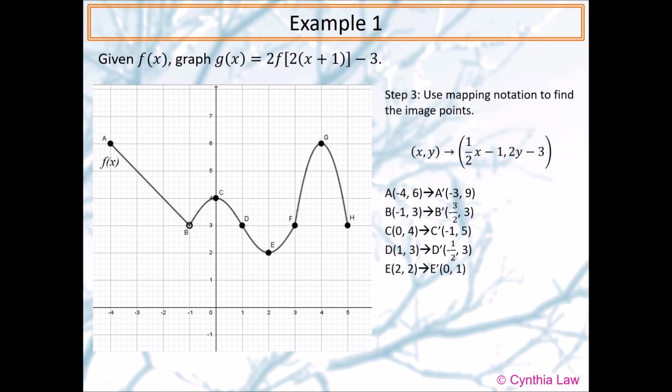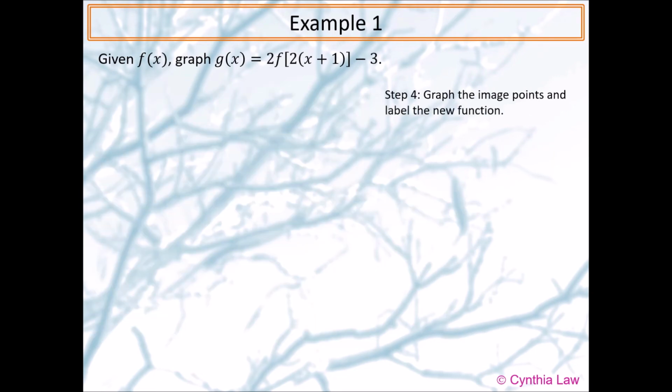Point E, the x-coordinate is 2. 2 times a half is 1. 1 subtract 1 is 0. For the y-coordinate, 2 times 2 is 4. 4 subtract 3 is 1. And then we continue the same process for the rest of the points. Once we have generated all the image points that we need, we can graph our new function.